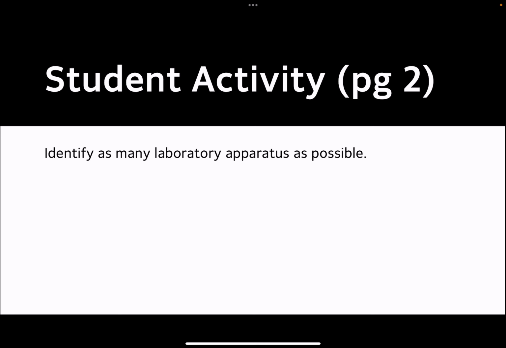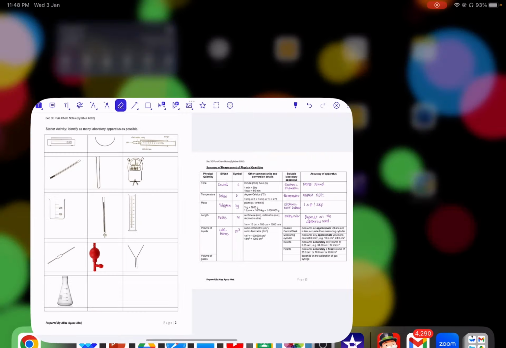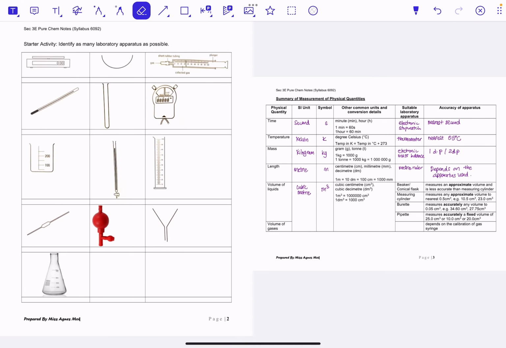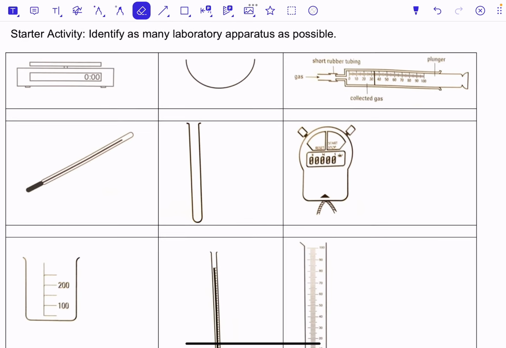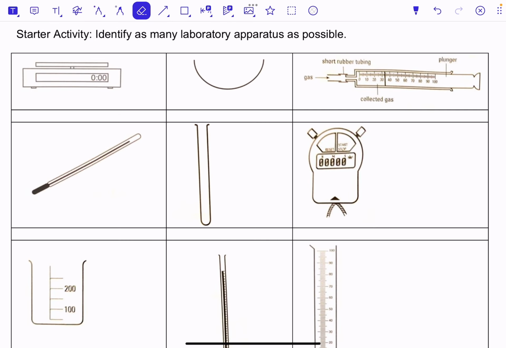First up, can you turn to page 2 of your notes, and you will be able to see one page containing many pictures of different apparatus. You can pause the video right now and try to identify as many laboratory apparatus as you can and name them. All right. Now let's take a look at the laboratory apparatus that you have named, and we'll be going through their names right now.